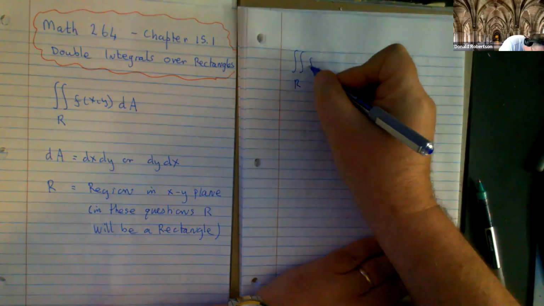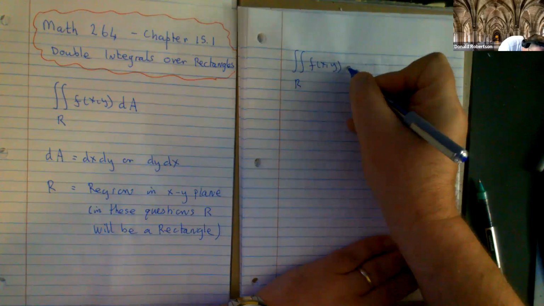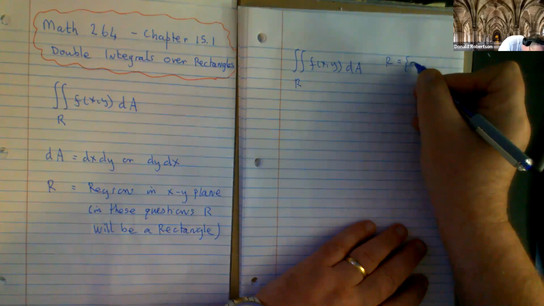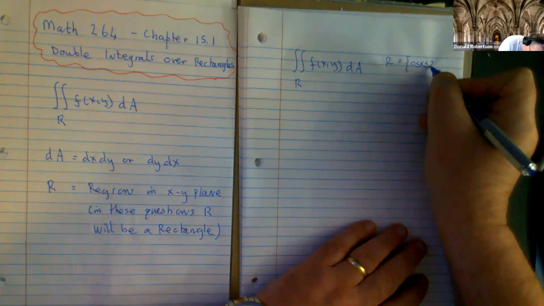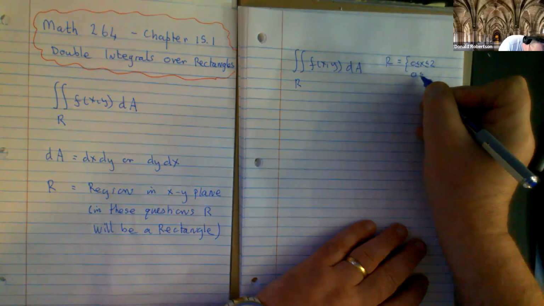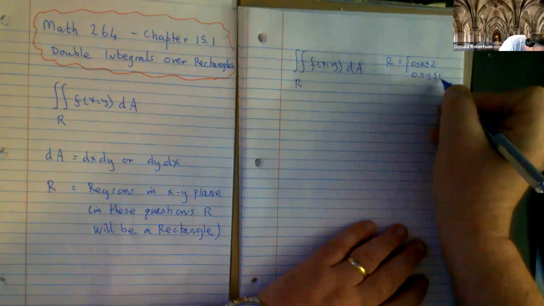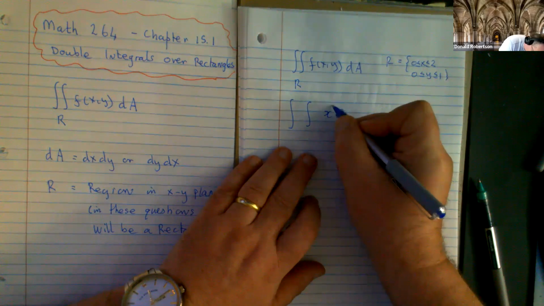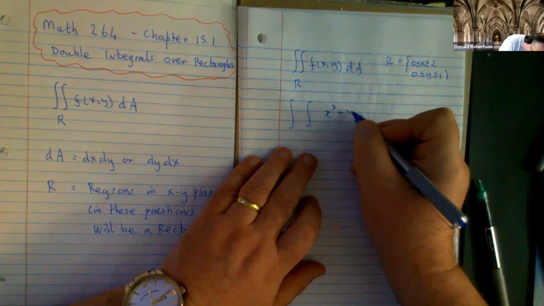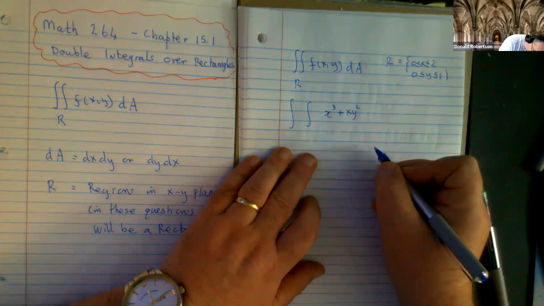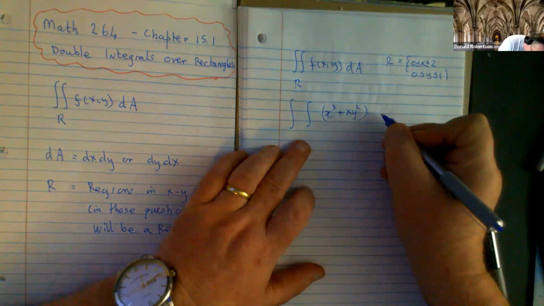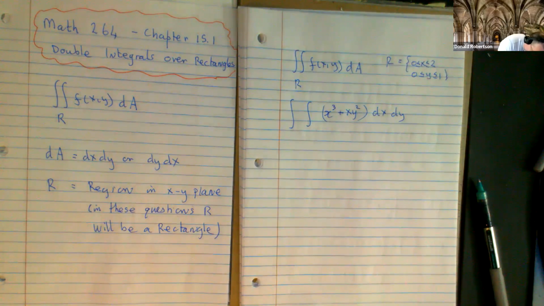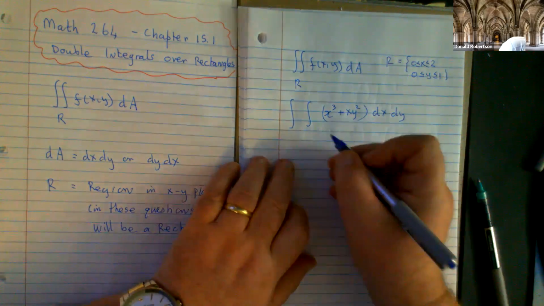I'm not changing this. That's just the basic building block. R this time is going to be x goes from 0 to 2 and y goes from 0 to 1, right? And we're going to be asked to find the integral of x cubed plus xy squared. And we're going to do a dx and we're going to do a dy because we can do any one of the two that we like, but the change in notation.